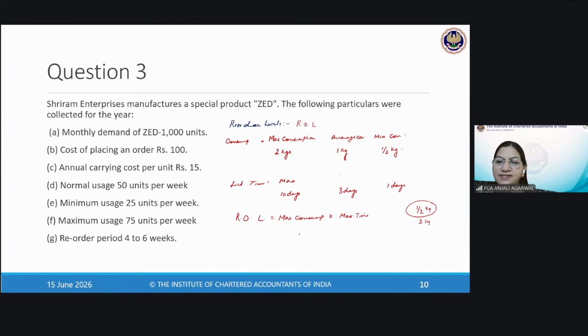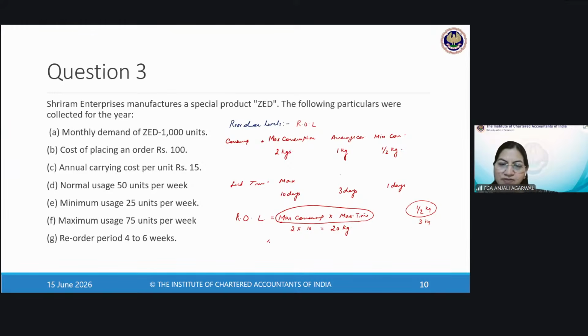Now, can you imagine any scenario when you will have to sleep empty stomach? No. If you place your order at 20 kg, even if it takes 10 days, you are comfortable. Even if every day you are consuming 2 kgs, you still have enough. So maximum consumption and maximum time. This is how many units you should place your order at. So when you are placing your order, when there are 20 kgs in the stocks, you will never be having any scenario where you will be stock out. So that's the formula for reorder level, maximum consumption into maximum time.